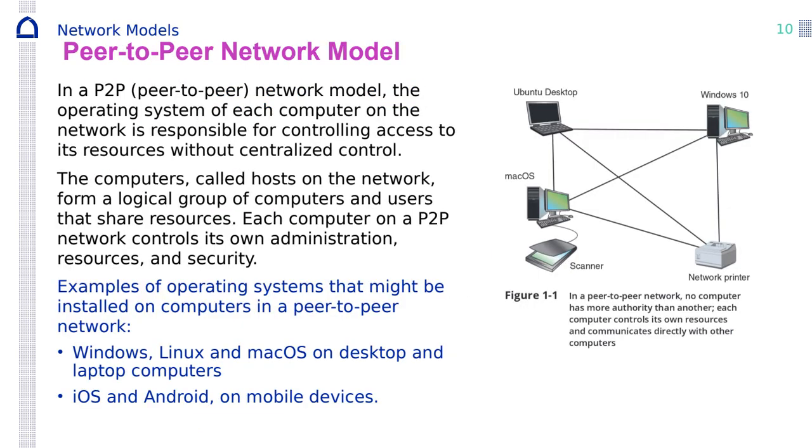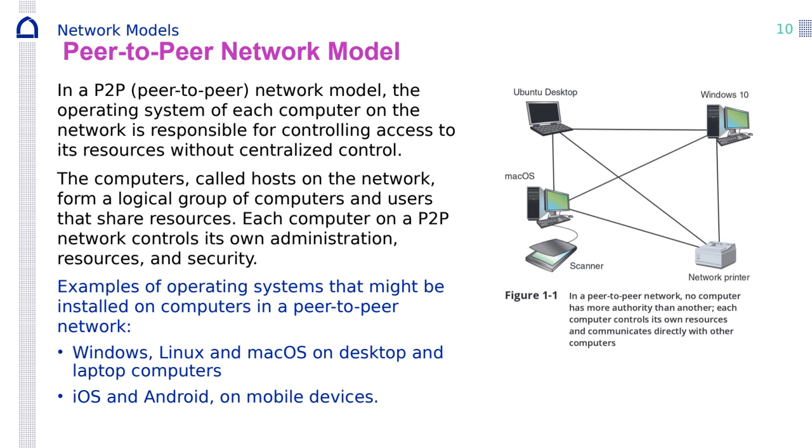Okay, now we have different types of network models. We have the peer-to-peer network model. Peer-to-peer is the oldest one and the simplest. In peer-to-peer, the operating system of each computer on the network is responsible for controlling access to its resources without centralized control. I'll give you an example.